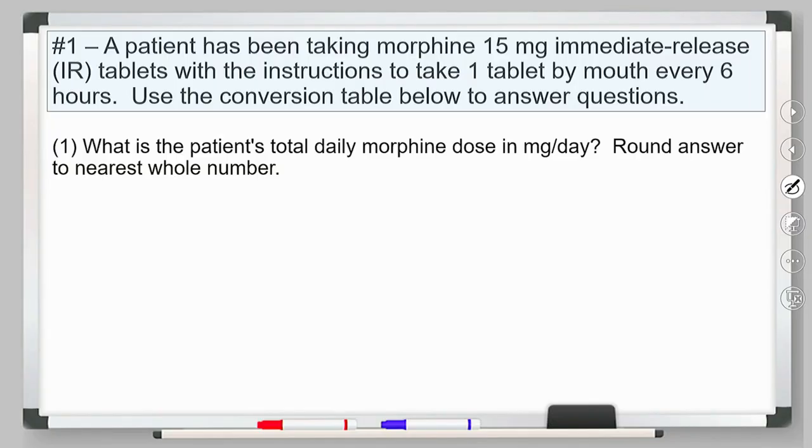As you're working on this, I would warn you that given the different questions I give you, patients can take more than one tablet at a time. They might take one tablet, 2 tablets, and so forth. So make sure you look at the total number of tablets they're taking, the frequency that they're taking it, and then finally the strength of that dosage form. So 3 things: how many tablets, how often they're taking it, and the strength of those tablets.